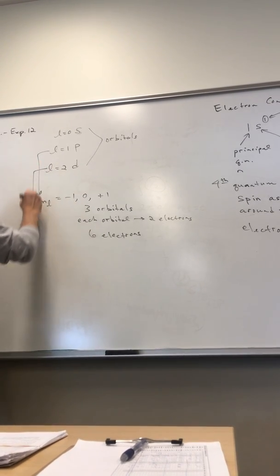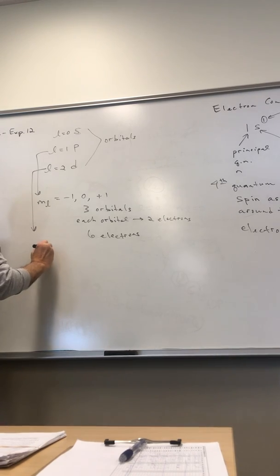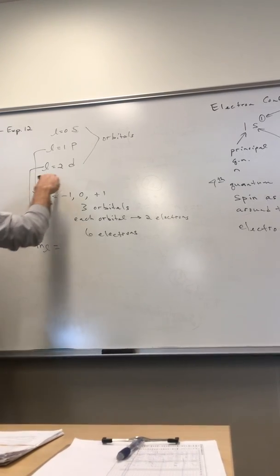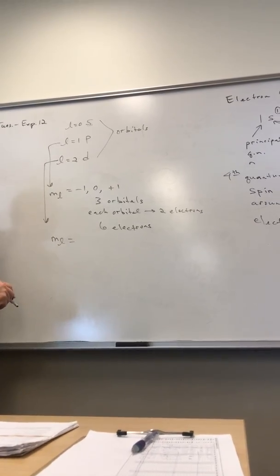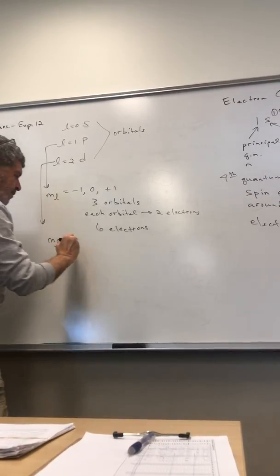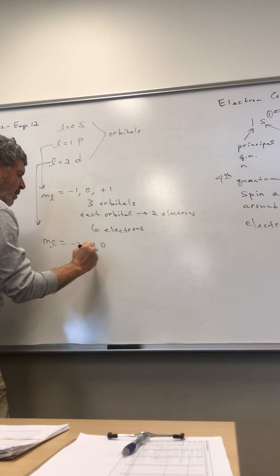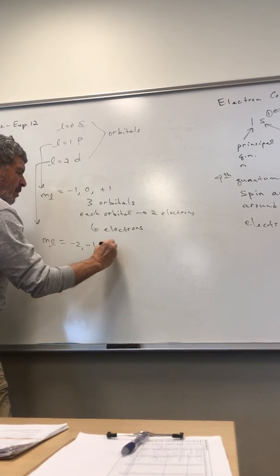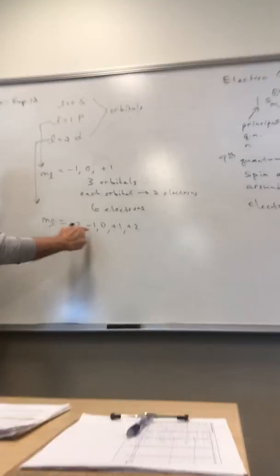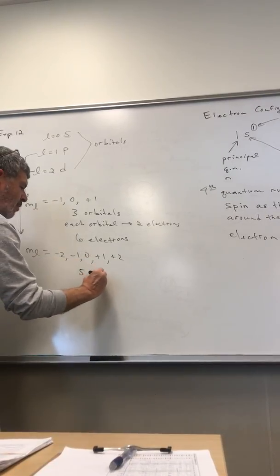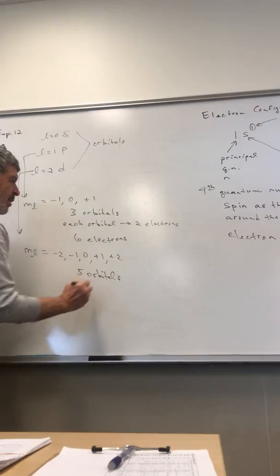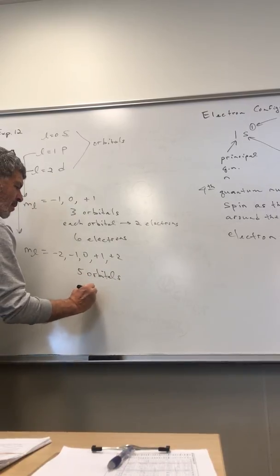Let's go down to this one. So for L equals 2, what values of m sub L do we have? -2, -1, 0, +1, and +2, which is a total of 5. So 5 orbitals. How many electrons? 10.